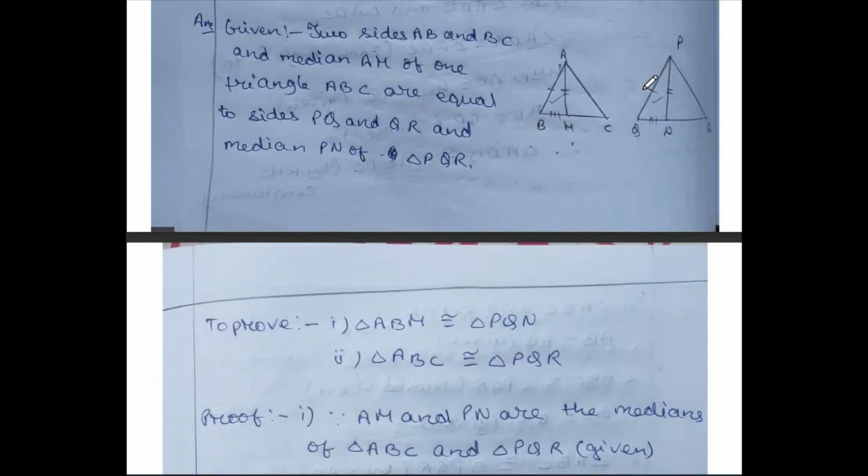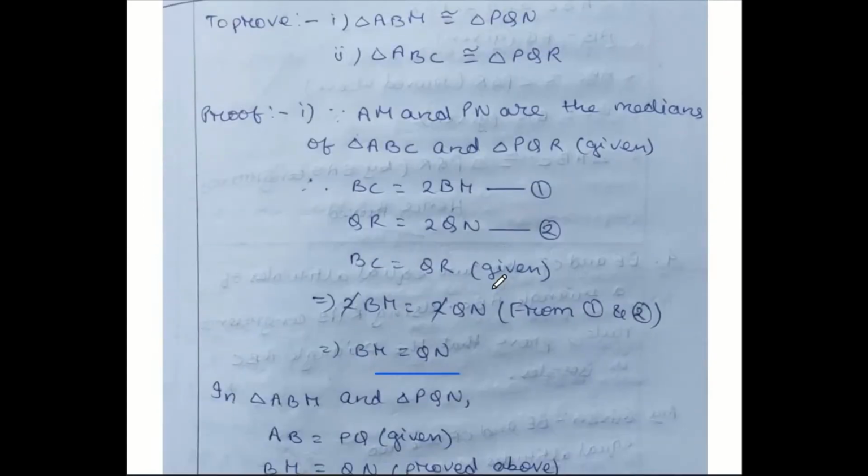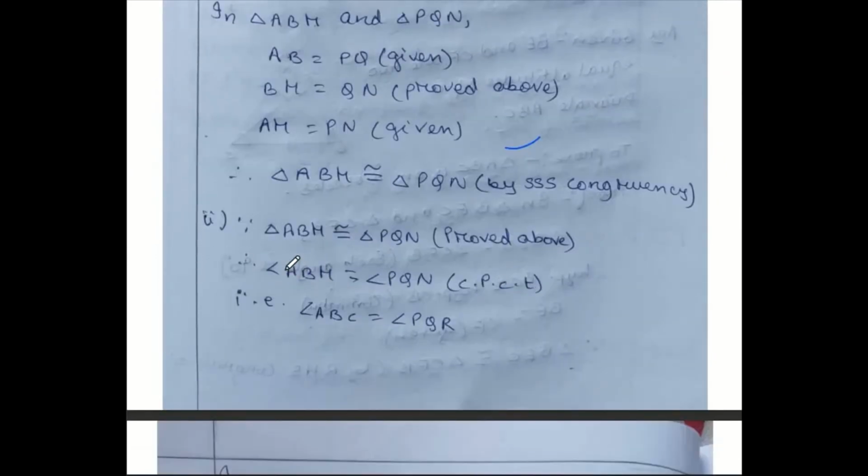Now I have to prove this full triangle is also congruent. Since these two small triangles are already congruent, this angle and this angle are both equal, that is, angle ABM and angle PQN are both equal. That can be utilized for the big triangle also while proving the second one. Now, second one: since triangle ABM and triangle PQN are both congruent, proved above, angle ABM is equal to angle PQN by CPCT. In place of ABM, you can write the full name, as if it is a nickname, that is, angle ABC equals angle PQR.